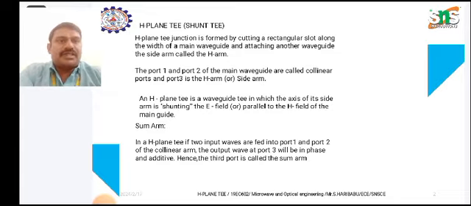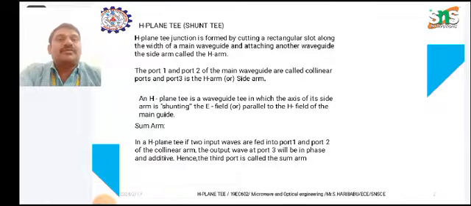As we already discussed the E plane tee, in E plane tee we discussed the H plane and E arm diagrams. So in this we are seeing the H arm, that is the H plane tee. An H plane tee is a waveguide in which the axis of its side arm is shunting, that is, parallel to the H field of the main guide. In an H plane tee, if two input waves are fed into ports 1 and 2 of the collinear arms, the output wave at port 3 will be in the same phase, or additive, and the third port is called the sum arm. Whereas in the E plane tee, it is a difference arm.